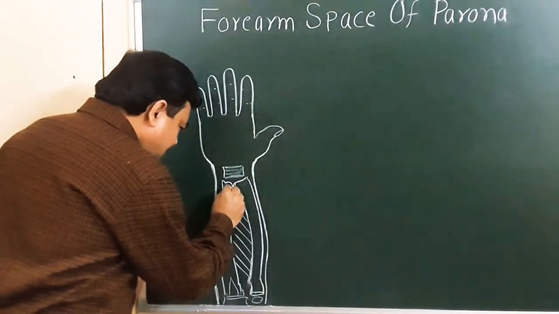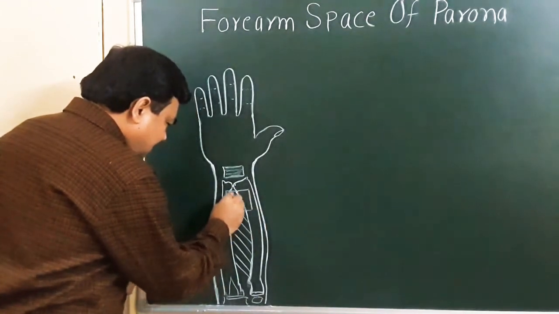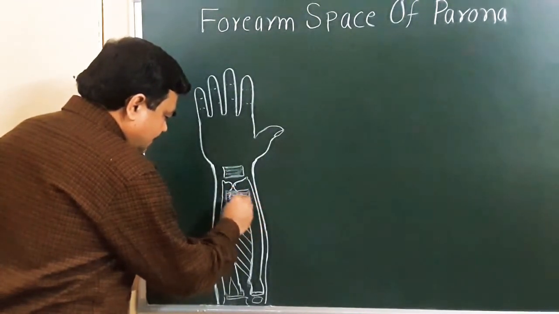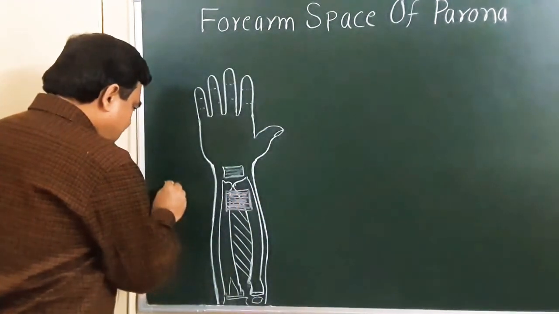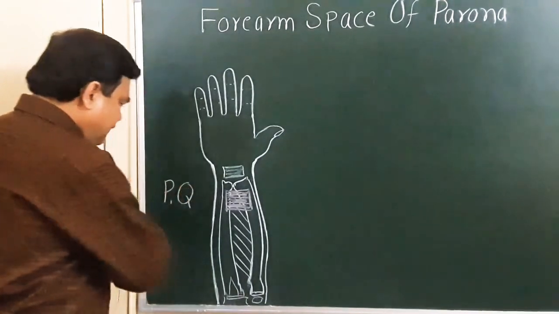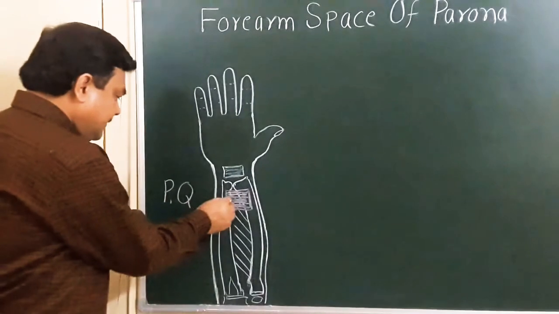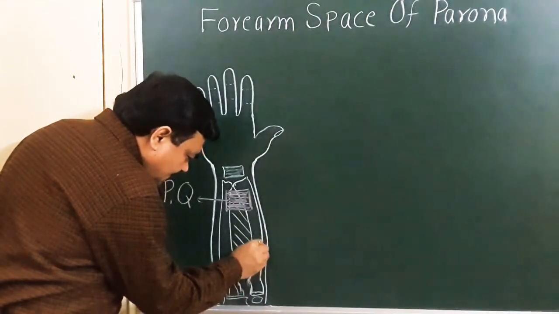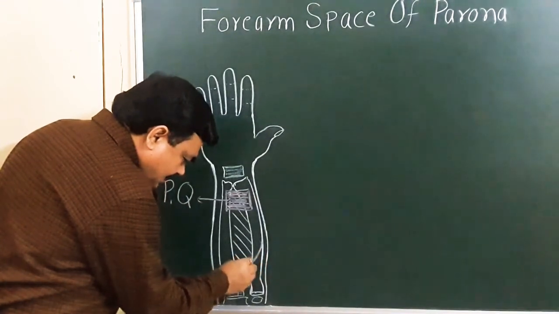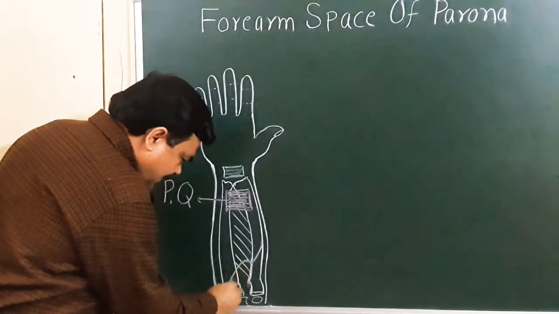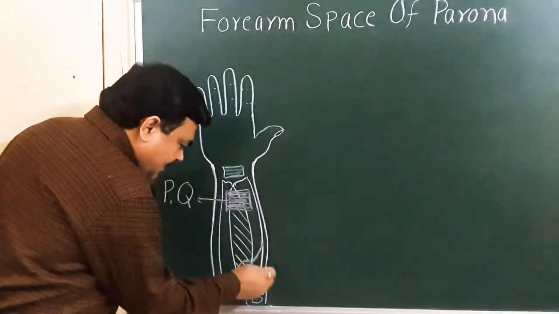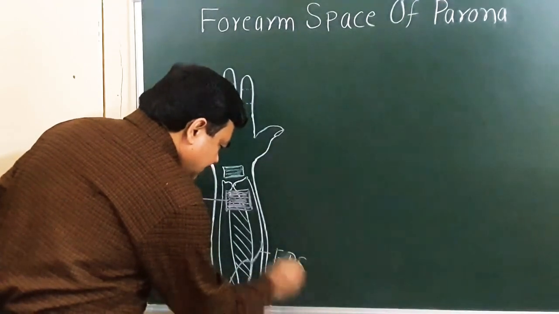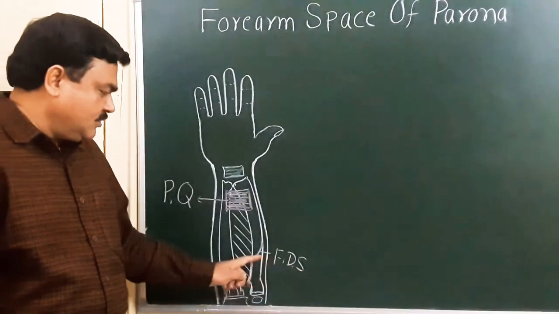Here one muscle is present, that muscle is the pronator quadratus. This muscle is pronator quadratus. Here is an oblique line. This is the oblique line of flexor digitorum superficialis. The radial head of flexor digitorum superficialis takes origin here. This is the oblique line.